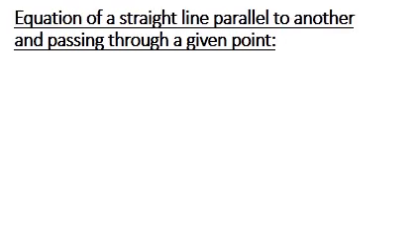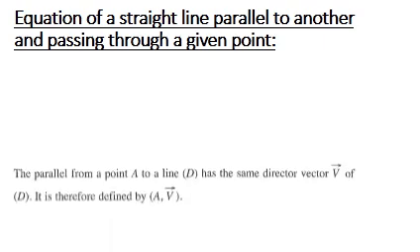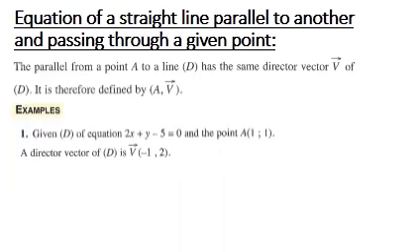And now we are going to find the equation of a straight line which is parallel to another line, but it passes through a given point. So the given is, this is the given straight line D of equation 2x plus y minus 5 equals 0, and the point A(1, 1). We are trying to find the equation of a straight line that passes through A and is parallel to the straight line D.